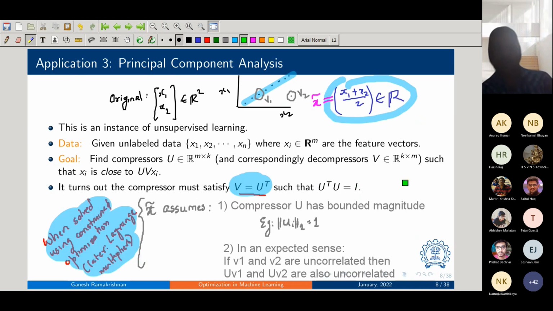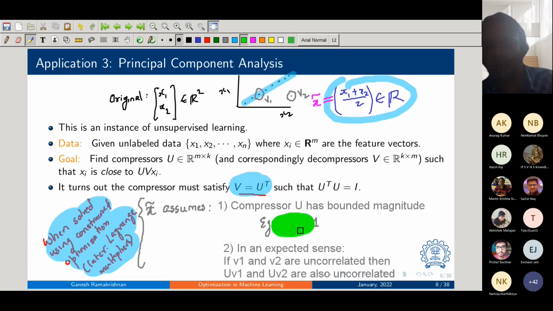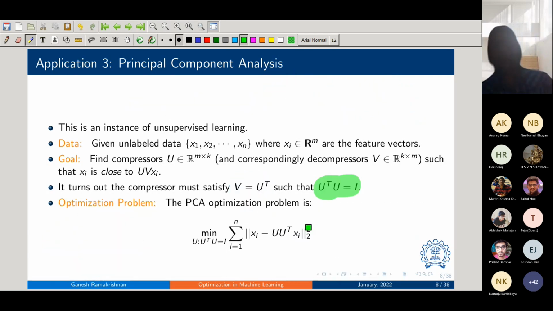I talked about this bounded magnitude case. Okay, so this is the green part: ui norm is 1, U transpose U is I, and V is U transpose. Plugging in that outcome of the constraint optimization, you get xi minus UU transpose xi, norm square, should be minimized. This is the PCA optimization problem.